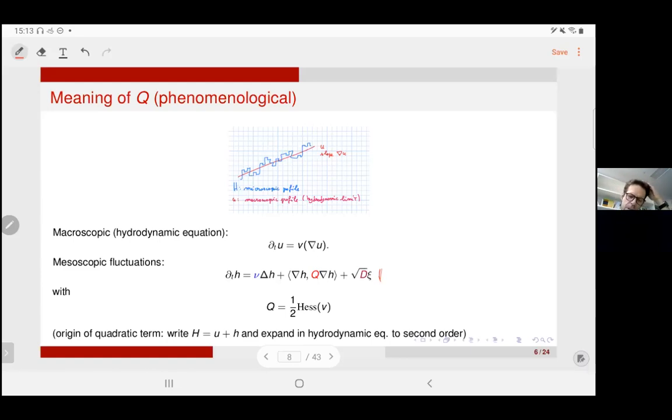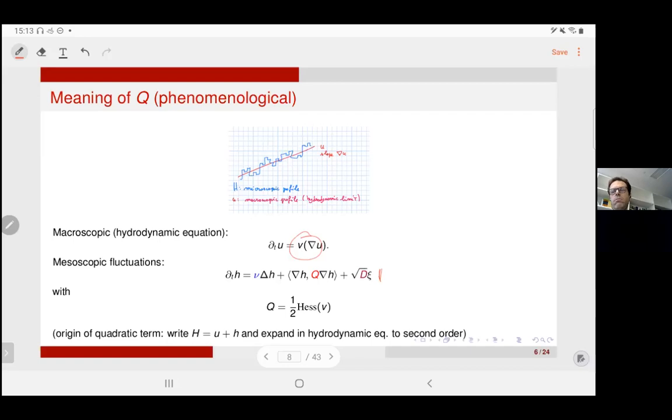It is that this matrix Q should be, in order to make the connection between the SPDE, the KPZ equation, and some microscopic model, your favorite one, you should choose the matrix Q to be proportional to the Hessian of the speed of growth V, that is the macroscopic speed of growth, seen as a function of the slope. Okay, so this is a phenomenological connection between them.